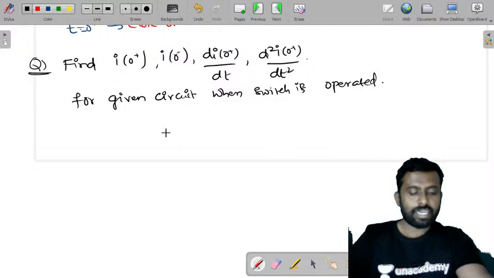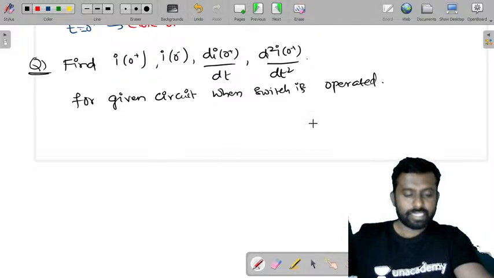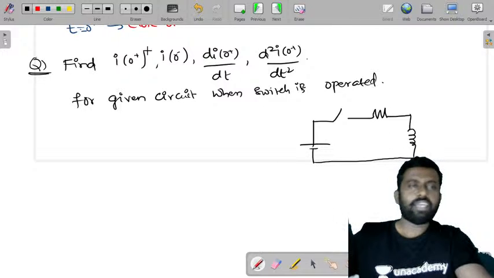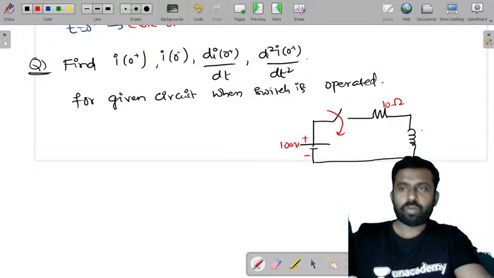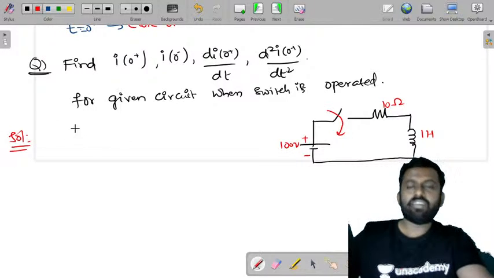Now let us consider that question. The question given is something like this. There is a supply voltage with a switch, a resistor and an inductor like this, and the values are given. This is 100 volts and you have 10 ohms and 1 Henry. If you look at this question, the first thing that you have to do is observe the switch, whether it is from off to on or on to off.